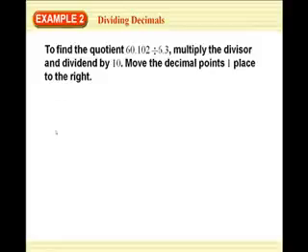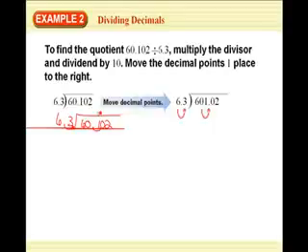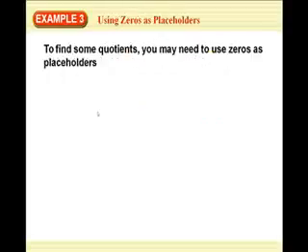Now this is the way they do it, but here's how we're going to do it. 6.3 into 60.102. And it's the same thing. I'm going to move it 1 place to make it a whole number, and this one's going to move 1 and straight up. And then you just divide it. Moving the decimal points, and then you just divide it out.